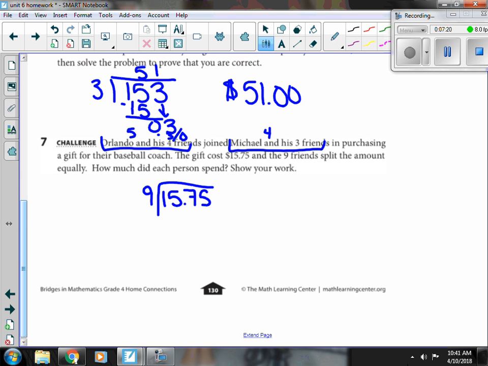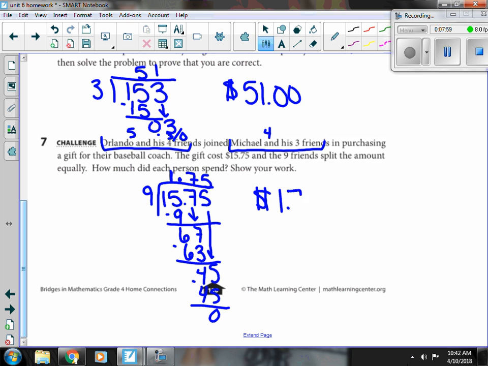9 can't go into 1. 9 goes into 15 one time. If I subtract, I get 6, and then I bring down my 7. And my decimal point goes straight up. I don't need a decimal point down here in my work. 9 goes into 67 7 times. 7 times 9 is 63. If I subtract, I get 4. Bring down the 5. 9 goes into 45 5 times, which is 45. And it's good that there's no remainder because I was already with decimals talking about money. So each person had to pay $1.75.